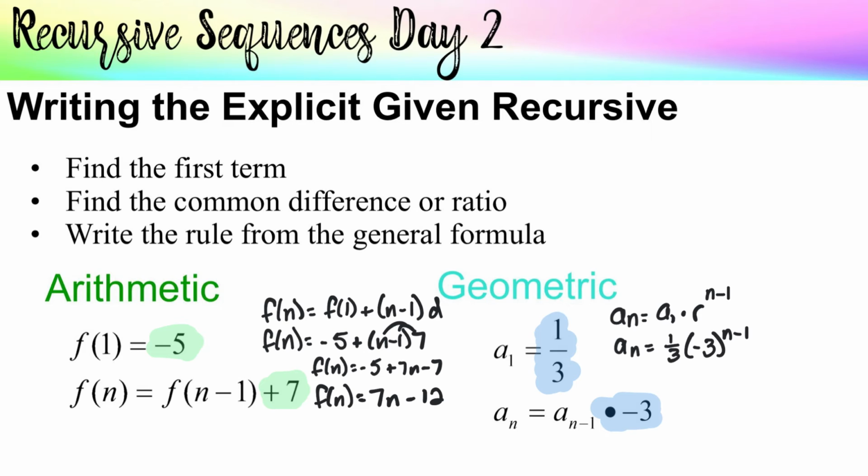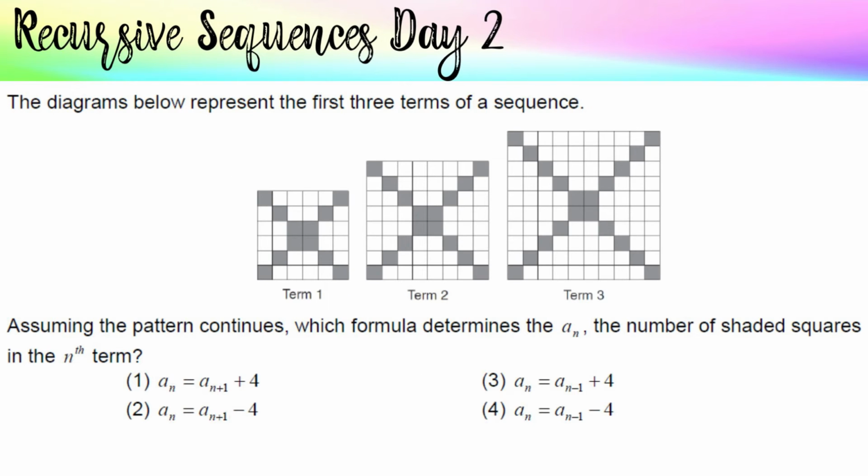Now that we've done the basics of recursive and explicit formulas, now we're going to go and do some applications to geometric representations. It sounds a lot scarier than it actually is. So here we have a question that says the diagrams below represent the first 3 terms of a sequence. Assuming the pattern continues, which formula determines the a sub n, the number of shaded squares, in the nth term?